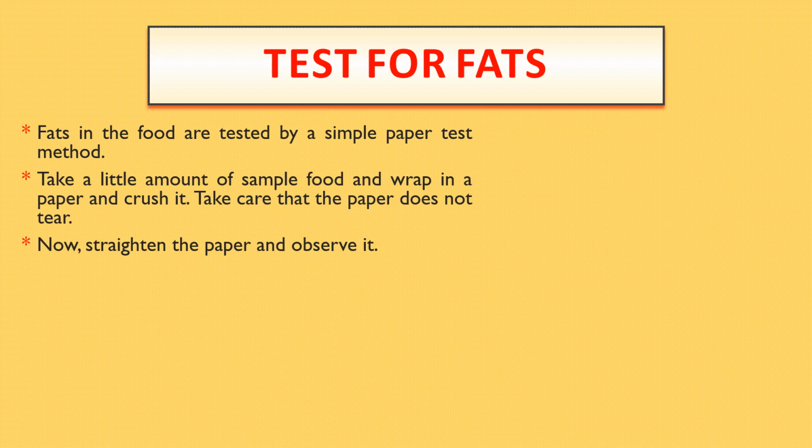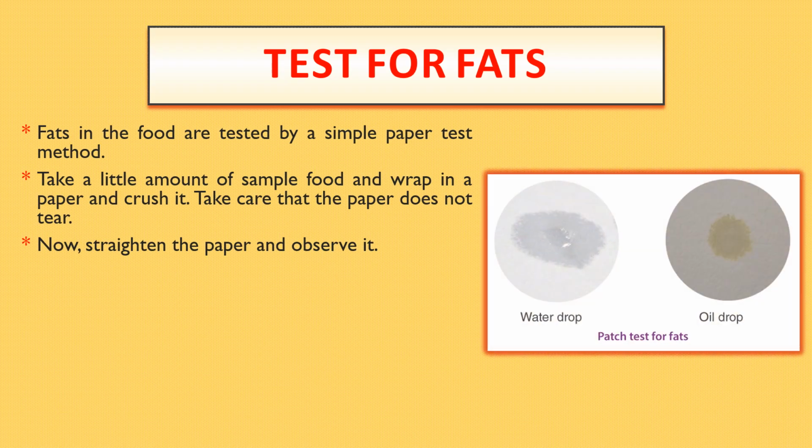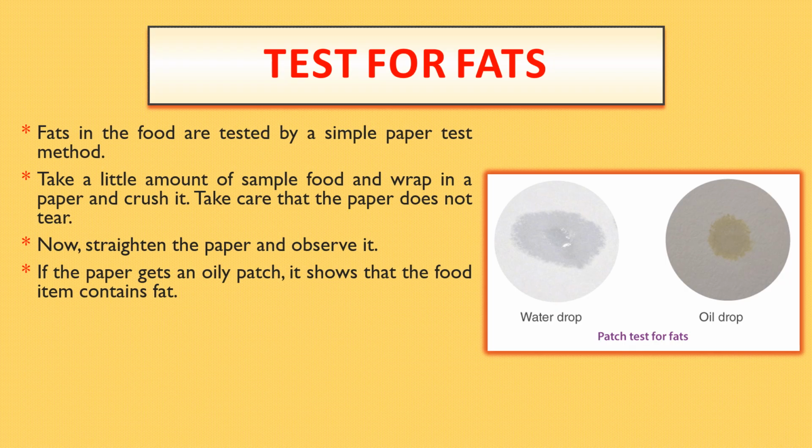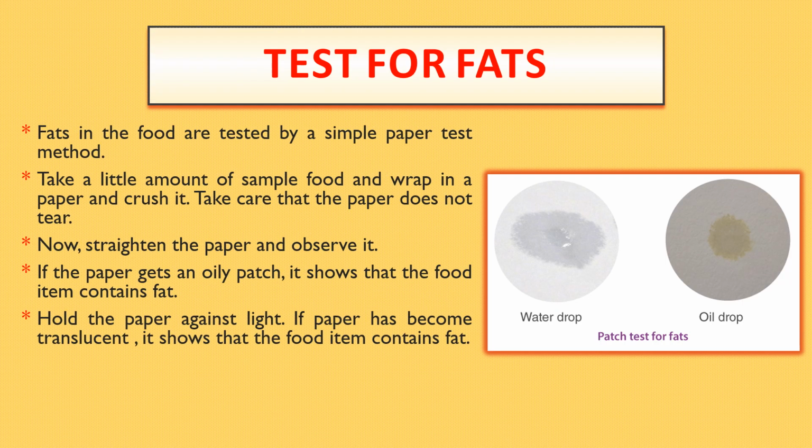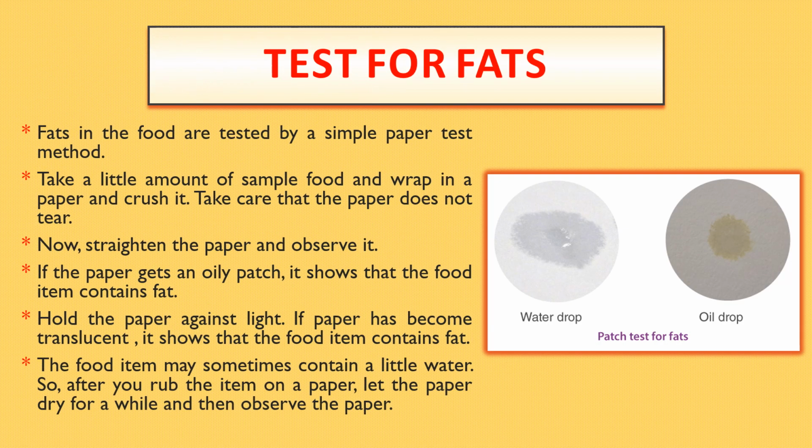Now straighten the paper and observe it. What you will find out. If the paper gets an oily patch, it shows that the food item contains fat. Hold the paper against light. If paper has become translucent, it also proves that the food item contains fat.